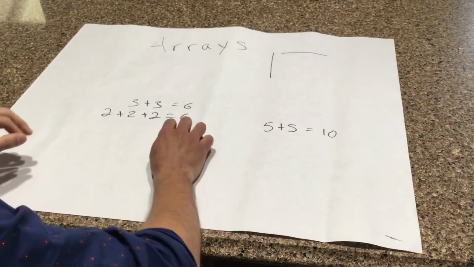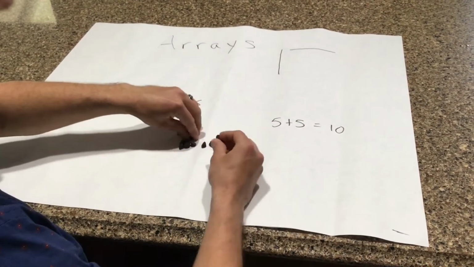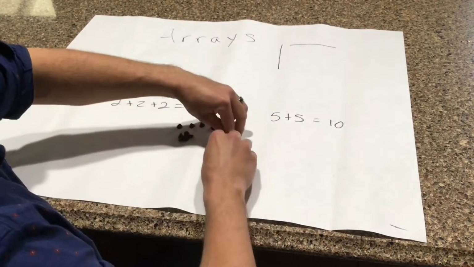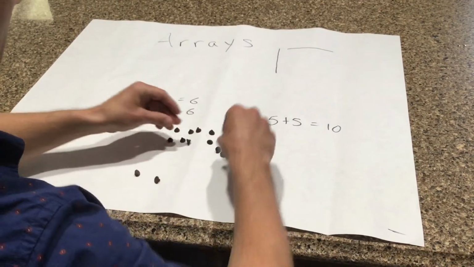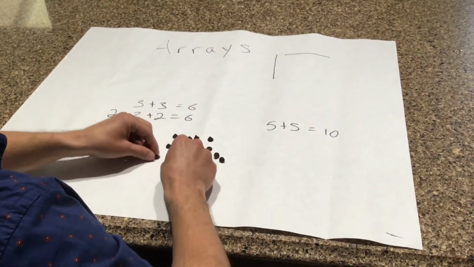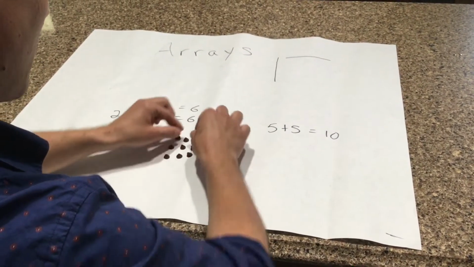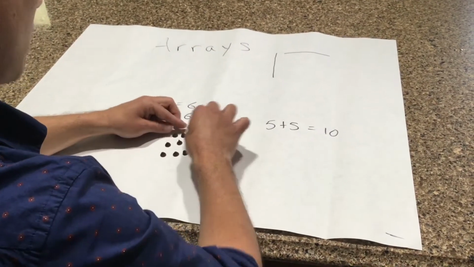All right, I've got a handful of chocolate chips here. And I'm going to put these into rows and columns and use repeated addition to figure out how many we have. All right, I've got them lined up. They're equal rows and columns.